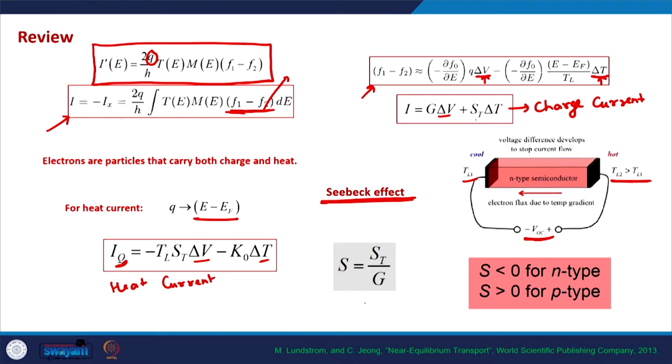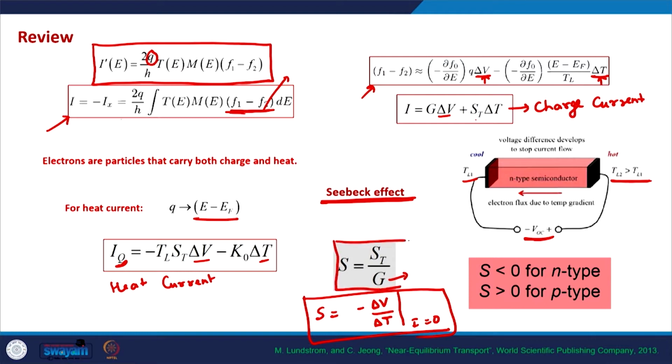And what we saw was that the Seebeck coefficient can be defined as minus delta V, the voltage produced, as a function of delta T, the temperature difference applied when the current is 0 in a semiconductor, and this is given by ST by G. This comes from the Soret electrothermal diffusion, and G is the electrical conductance of the material. Okay. So this is what we have seen so far.